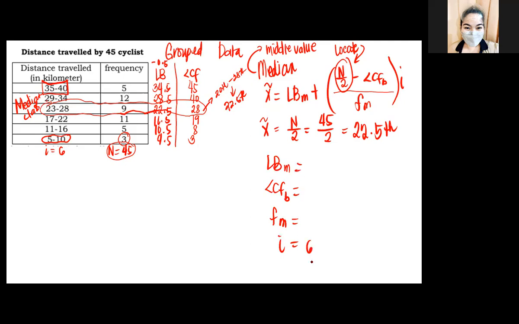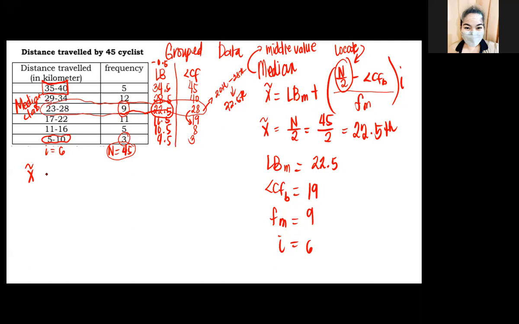Okay? Si LB or si lower boundary ay kung ano yung lower boundary ng median class mo. And yung lower boundary natin dito happens to be 22.5. Then the cumulative frequency below, ito yung cumulative frequency mo, yung nasa baba niyan or mas mababa sa kanya. Okay? So ano bang mas mababa kay 28? Siyempre si 90. So ang cumulative frequency below natin ay 90. And then after that, you have to get the frequency. And that is 9. Tapos, magsasubstitute na tayo sa formula.